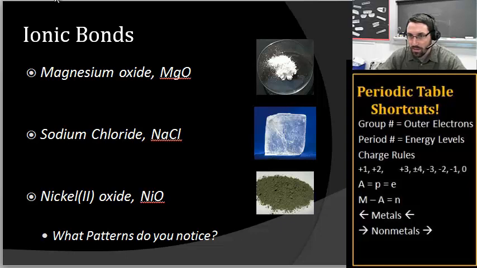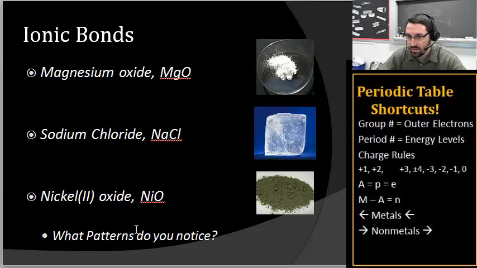Here we have some ionic bonds. We have magnesium oxide, MgO. It's a white powder. Sodium chloride, this is also known as table salt. This is a salt crystal blown up a lot larger. We have nickel(II) oxide, another powder.